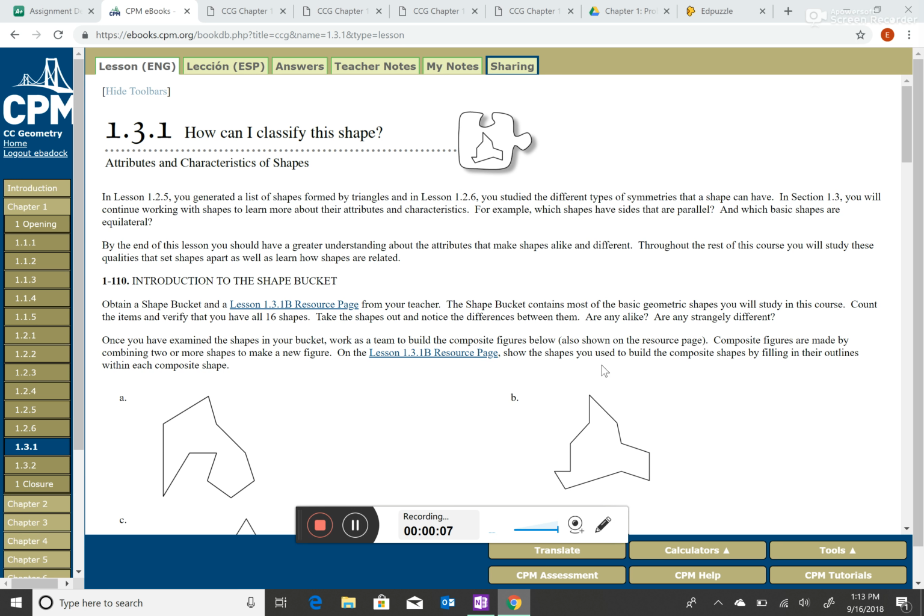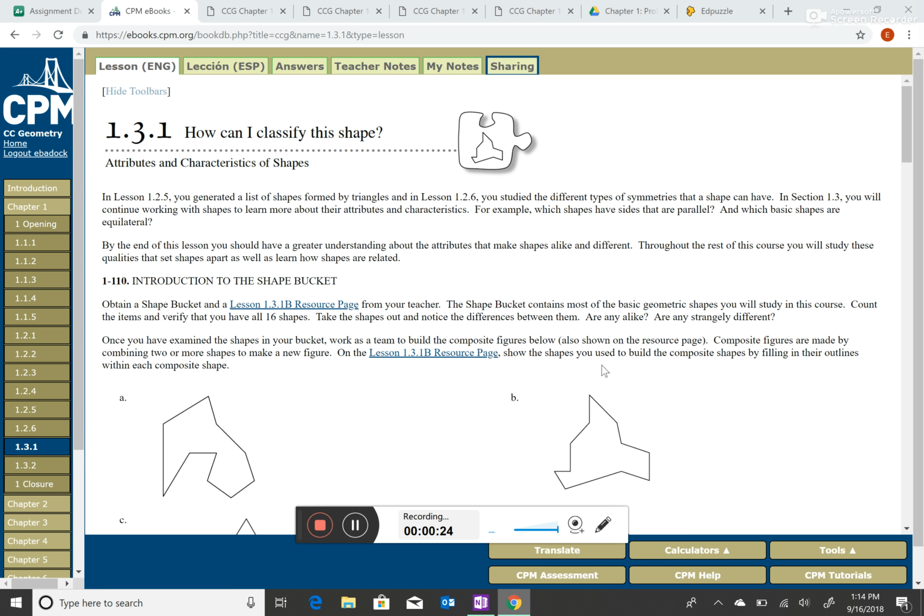Tuesday during class, what we are going to be doing is going over 1.3.1, which is called How Can I Classify This Shape? So your objective for this class is going to be to learn how to classify shapes by their attributes using Venn diagrams.